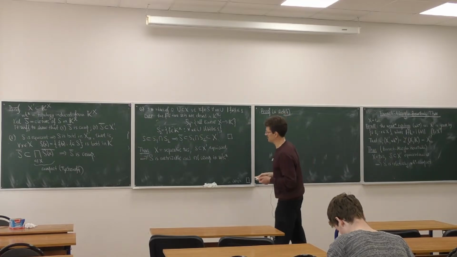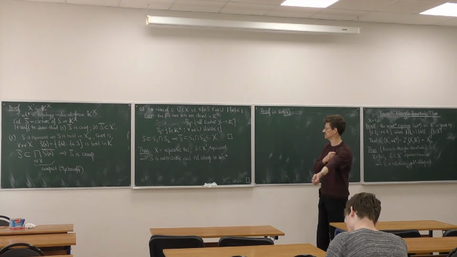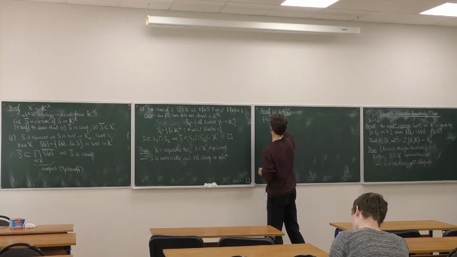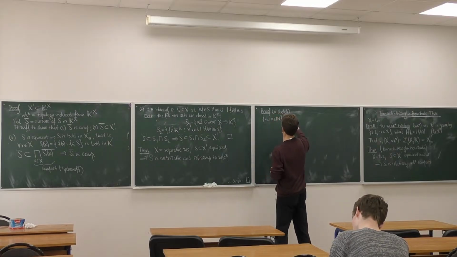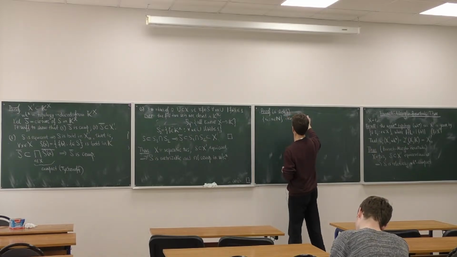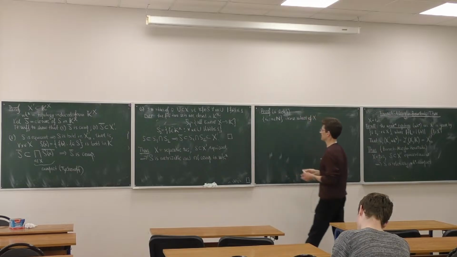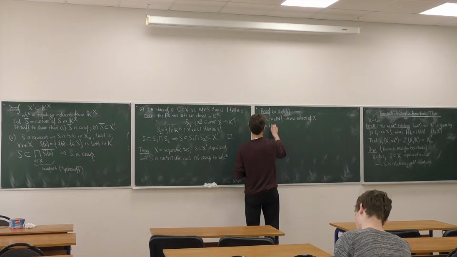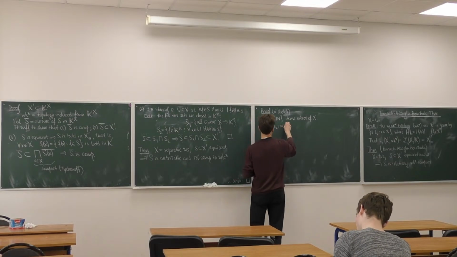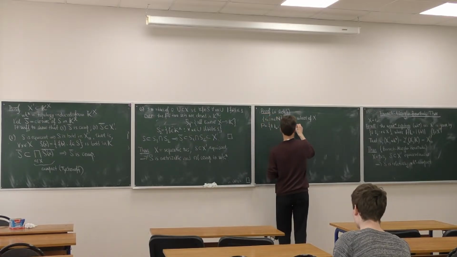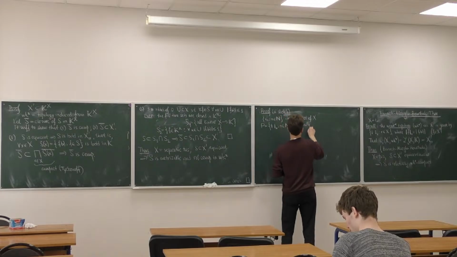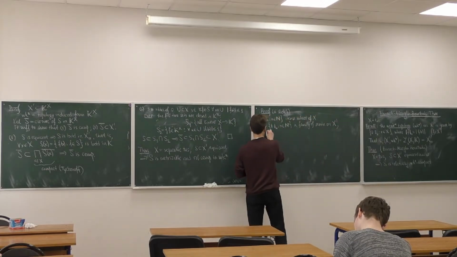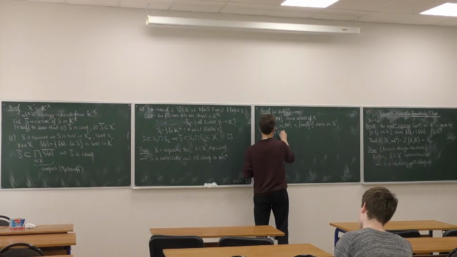So since X is separable, we can choose a countable dense subset, x_n. This is a dense subset of X. And we consider the following countable family of seminorms, P, on X prime, given by the following simple formula. So the nth seminorm is the absolute value of f of x_n.